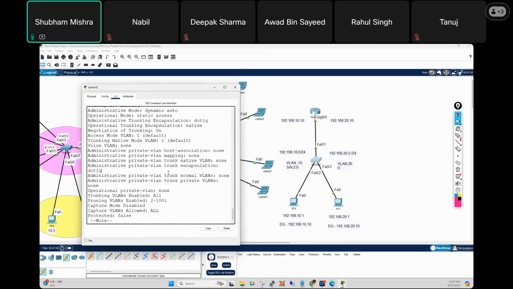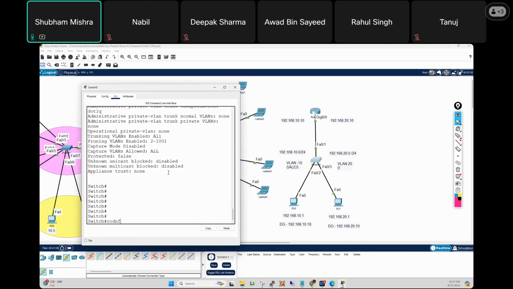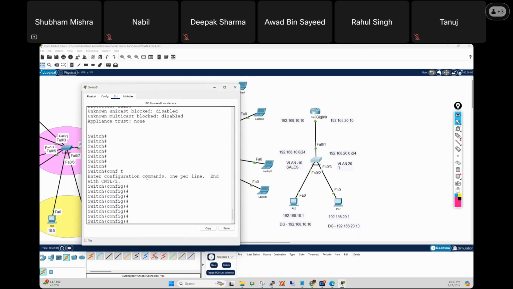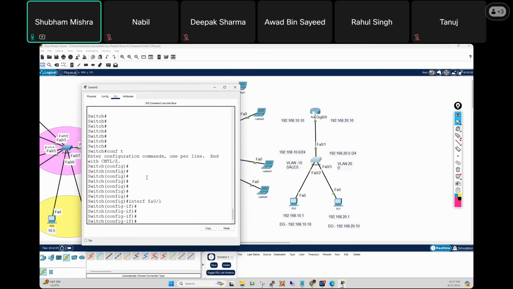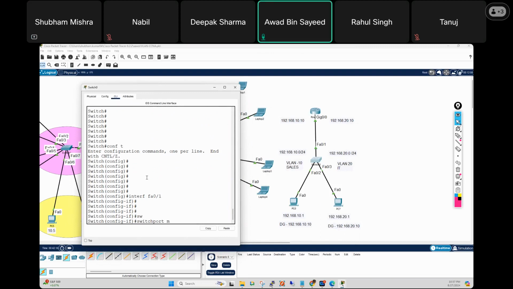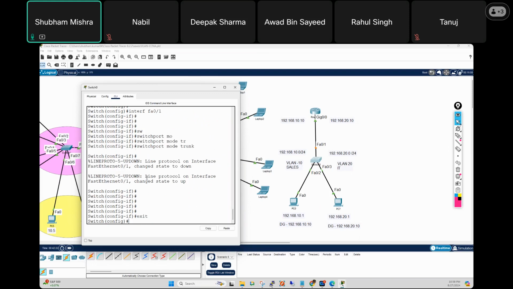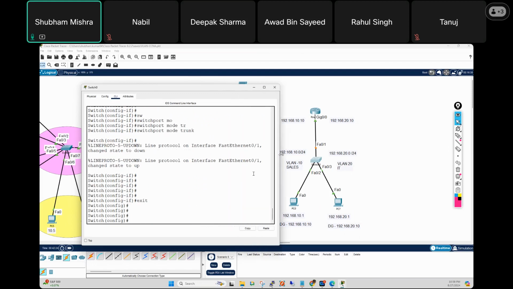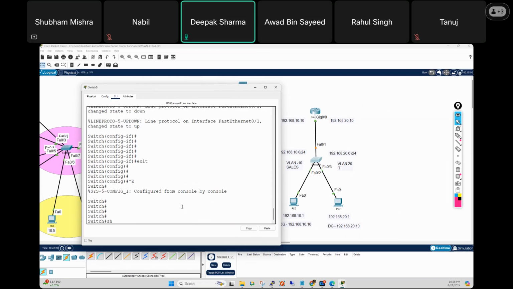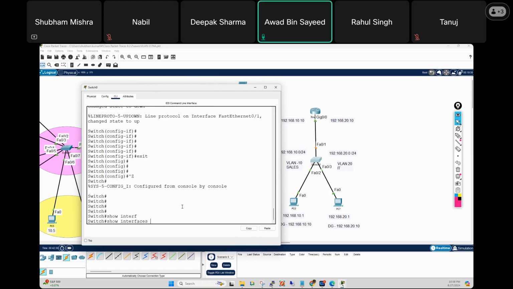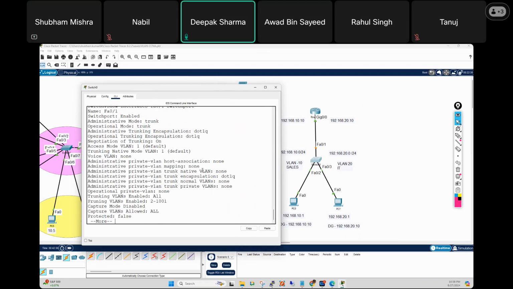Here on interface fast Ethernet 0/1, what do you need to do, guys? Here you need to configure the trunk port. What is the command? Switchport mode trunk. I configured this one. How can I check? What is the command? Show interface F0/1 switchport.